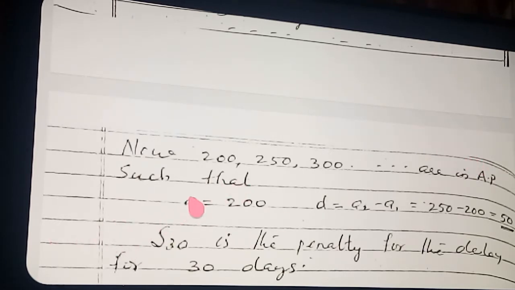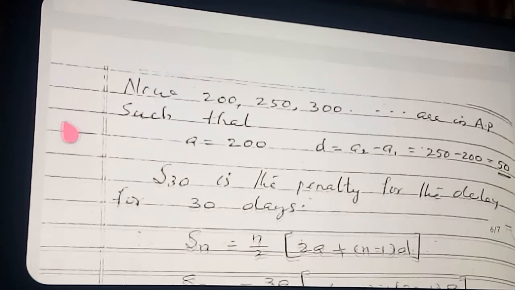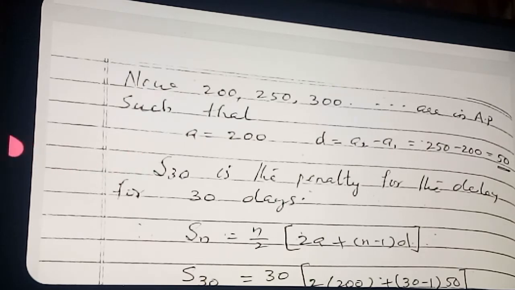Okay. Such that what is the value of a? 200. What is the value of d? a2 minus a1, 250 minus 200, that means 50. So that is the 30th day. What is the total penalty he has to give? It is not asking how much on the 30th day. Total penalty is asked. So that means total for 30 days, how much is coming. So S30 is the penalty for the delay for 30 days.